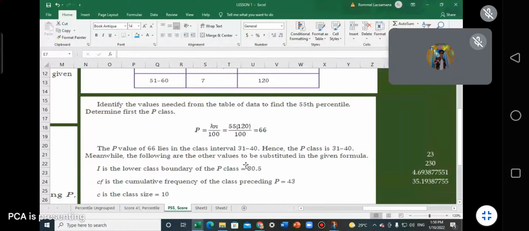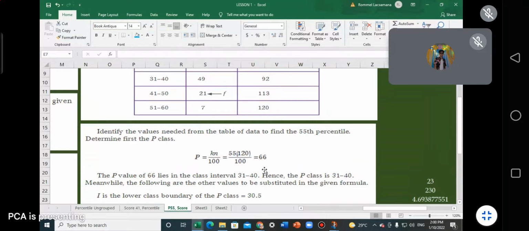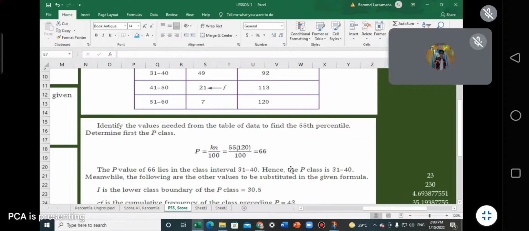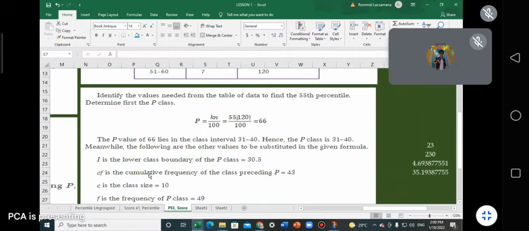Again, 30.5, hindi yan inuhulaan. Okay, so na-identify na natin ito yung percentile class. Why? Because of this 66. Again, 66 is not part of 43, but 66 is part of 92 already. It's here, no? If you zigzag that up, it's here really. Okay, and then CF is the cumulative frequency of the class preceding.